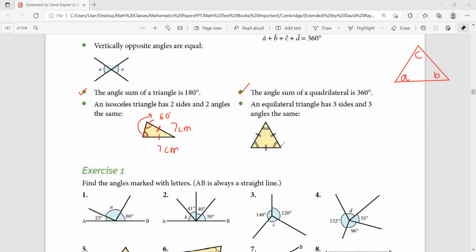And the other one, an equilateral triangle has three sides and three angles the same. The sides are the same and the three angles are the same. We know in an equilateral triangle, one interior angle is 60. So 60 plus 60 plus 60, we know it's 180. Right? So these are the basic theories.